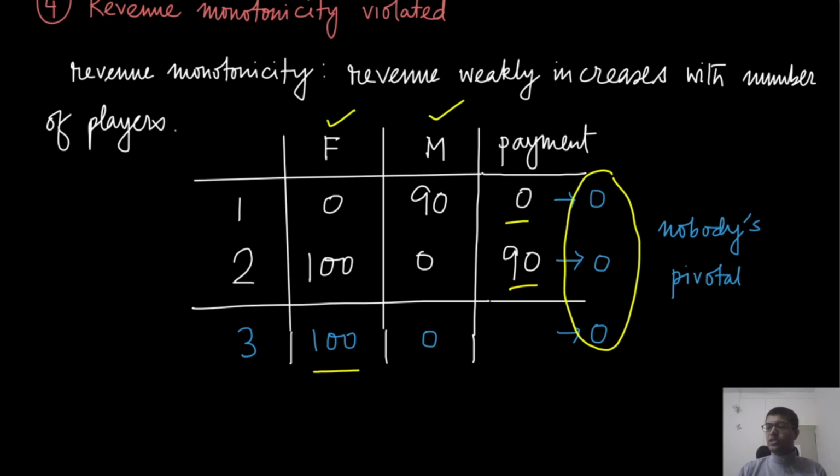You introduced a new player who actually had some valuation for one of these facilities, one of these outcomes. But because of his presence, the players who were earlier paying some amount of money are now going to pay 0. So this is certainly one criticism: from the point of view of an auctioneer, if the introduction of new players is actually reducing the total revenue, that is not something that someone will be happy with.